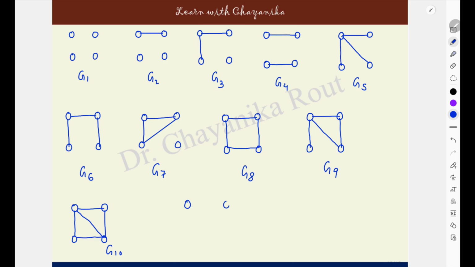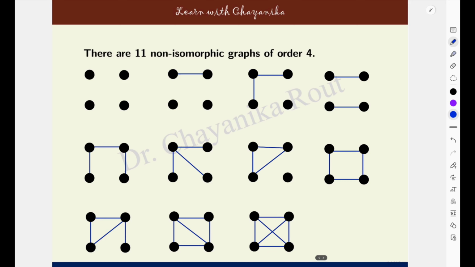Next, and the last one definitely, because now I am going to have the complete graph, that is the K4, which is having 6 edges in total. This is G11. So I have started with the edgeless graph and I am ending with the complete graph on 4 vertices. So these are all the 11 non-isomorphic graphs of order 4. I have listed all of them clearly in this slide. You can check on your own. You will find every 2 graphs from this list are non-isomorphic to each other. No 2 graphs among these would be isomorphic.